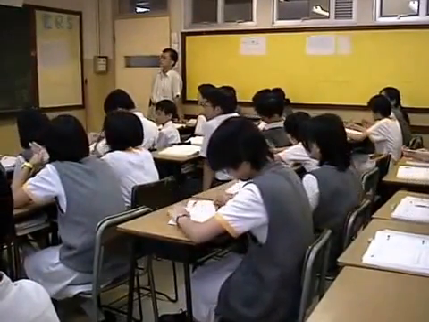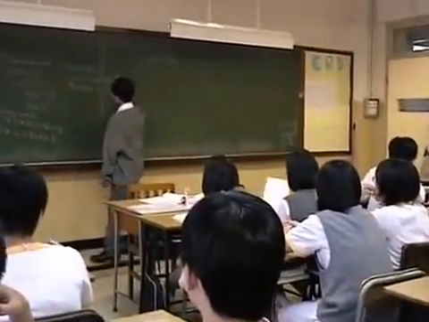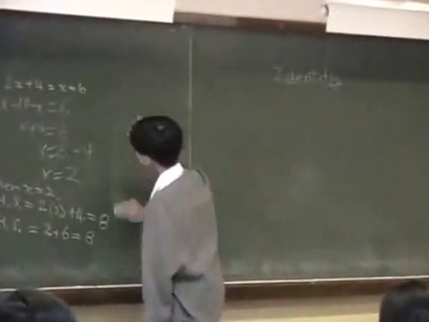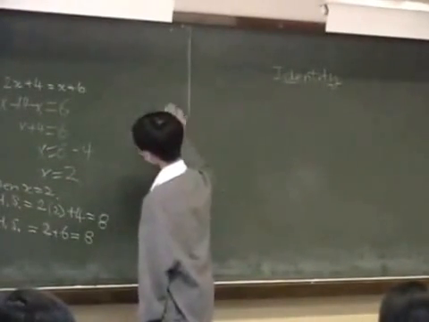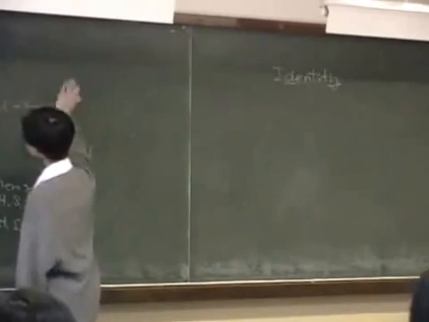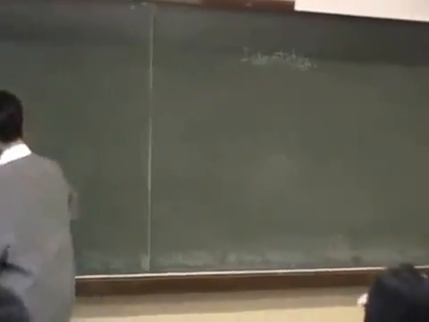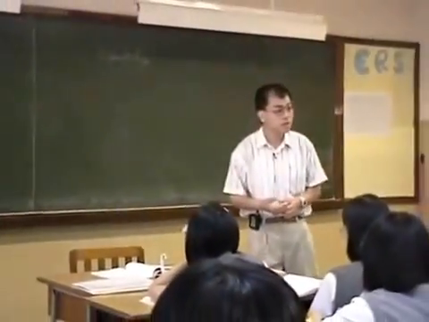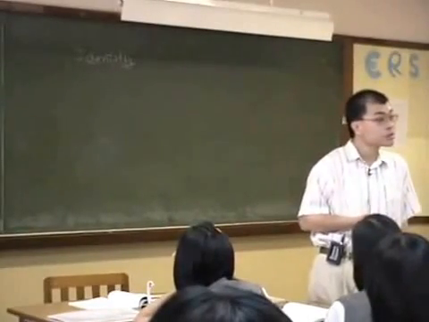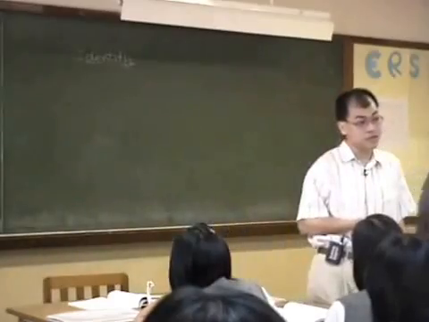Just leave the word identity. Okay? Therefore, the difference between an identity and an equation is that an equation may have only one solution, two solutions. But for an identity, you have infinitely many solutions. It will always be true, okay, for any values of x.